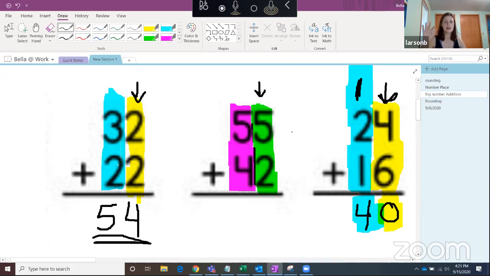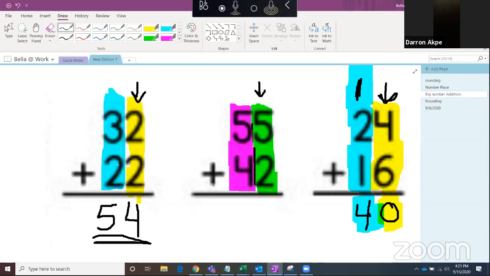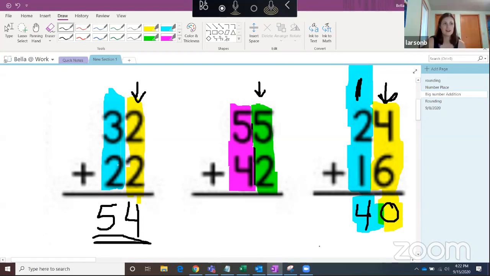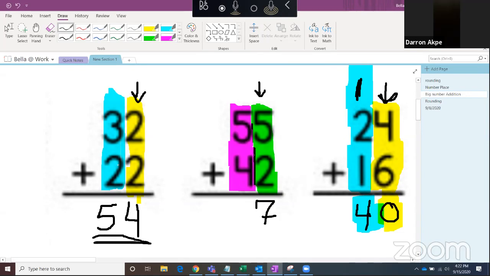Hey, Darren, can I see your hand? Let's look at the green column. If we have 5 plus 2, what's it going to be? That's 7. Does Darren agree with you? Yeah. And then what's 4 plus 5? 4 plus 5 is 9. Yep, so that's how we got the answer of 97.